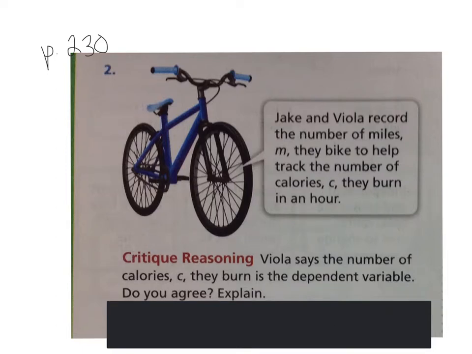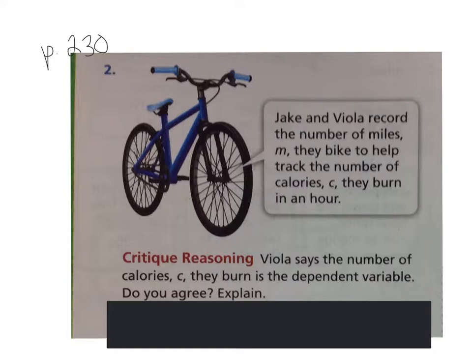Continuing lesson 4.8, talking about independent and dependent variables. On page 230, number 2, Jake and Viola record the number of miles M they bike to help track the number of calories C they burn in an hour. Viola says the number of calories C they burn is the dependent variable. Do you agree, and explain?